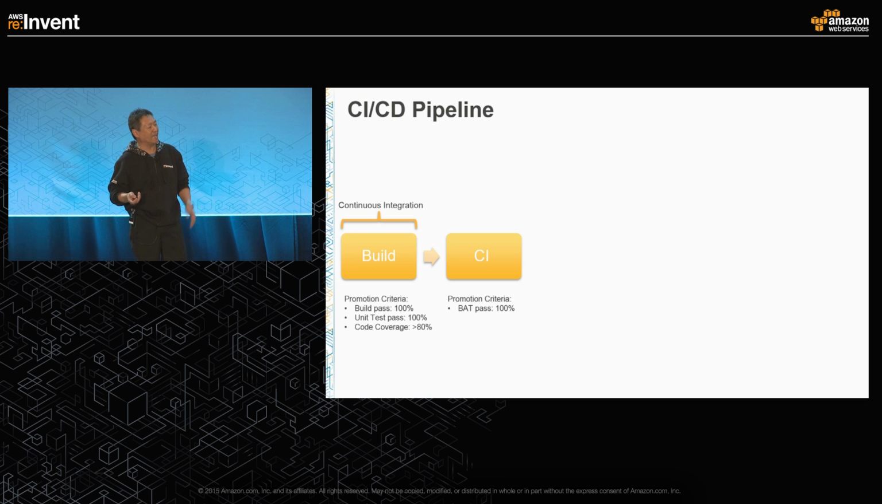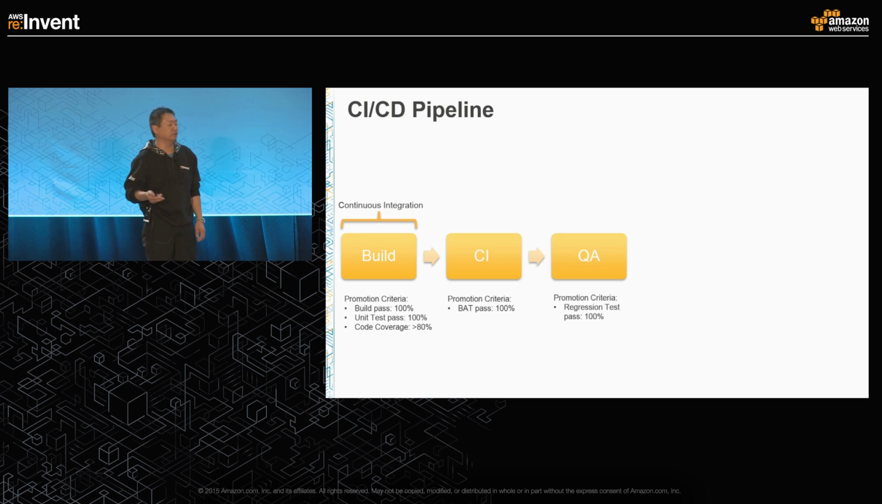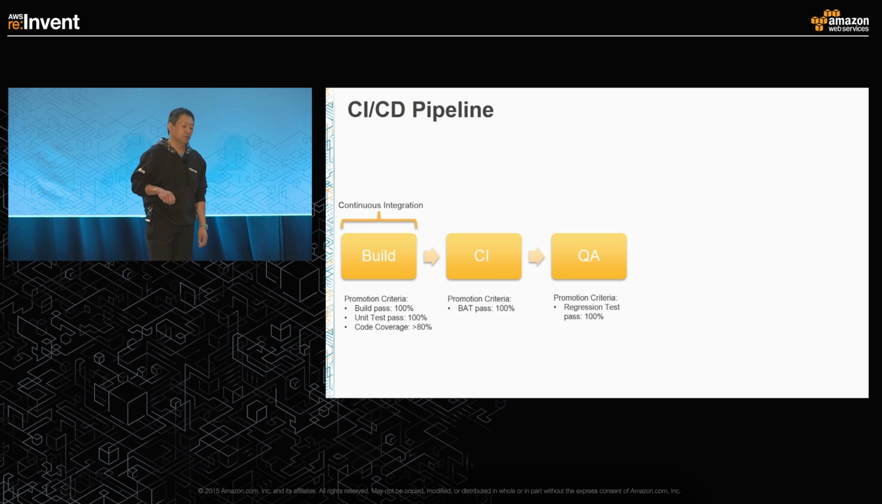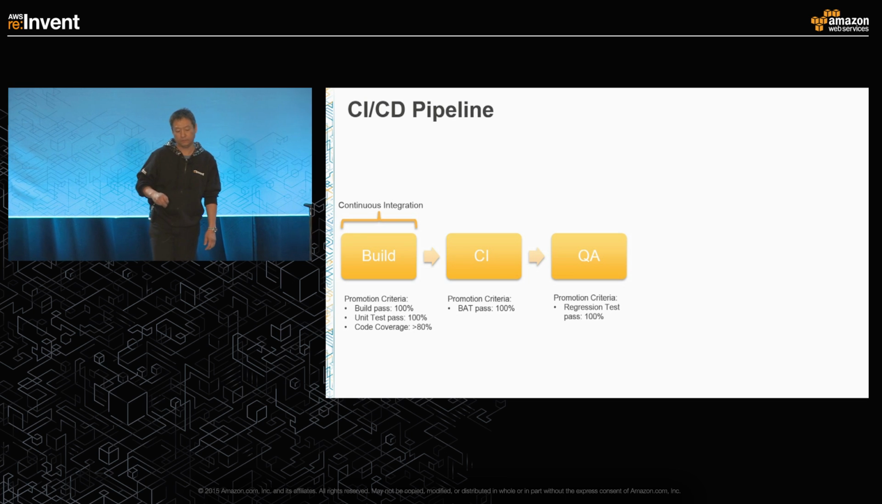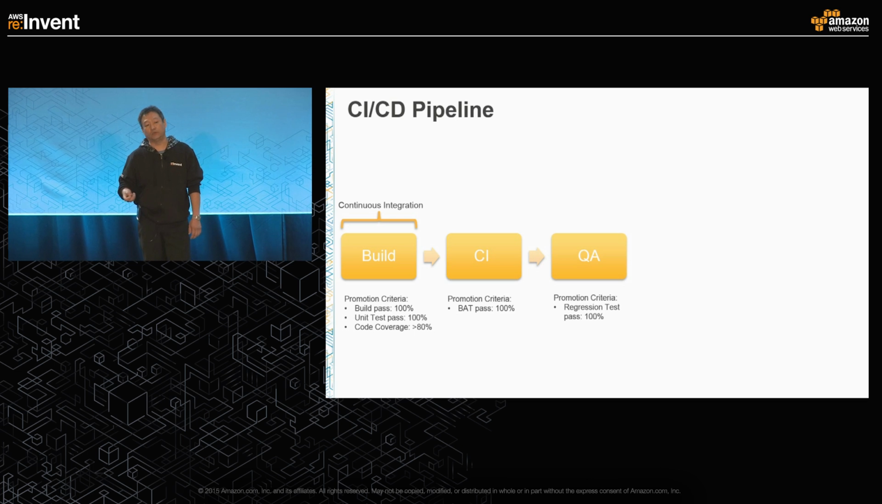So when BATs pass, we automatically deploy that to your QA environment. Here we'll execute your regression tests. In addition, we also do dynamic application scans with AppScan.